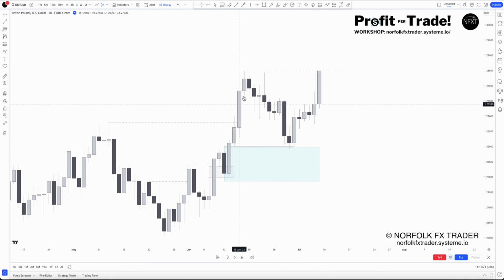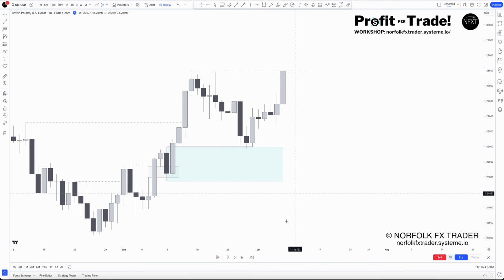And we have our internal structure as well. So let's see what happens. Now we have a potential new gap. So we can mark out something here like this.